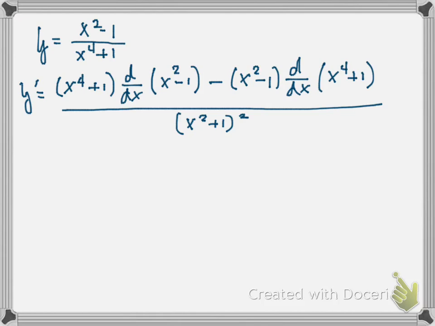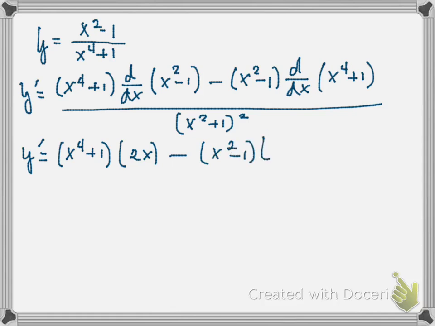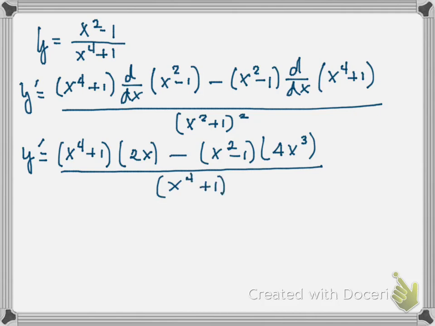Now we can take the derivative of the two terms in the numerator that we have to. Y prime equals x to the fourth plus 1. The derivative of x squared minus 1 is simply 2x, minus x squared minus 1 times the derivative of x to the fourth plus 1, which becomes 4x cubed, all divided by x to the fourth plus 1 squared. This up here should say x to the fourth.